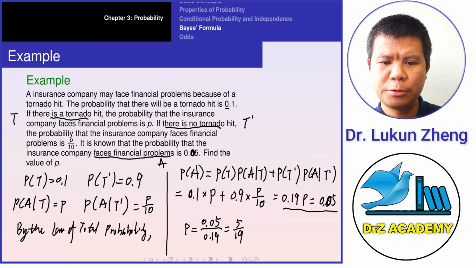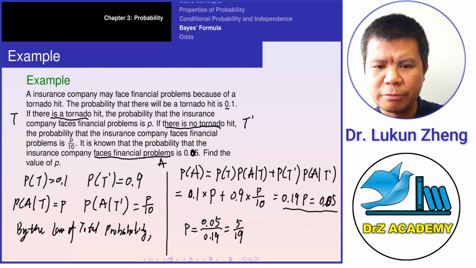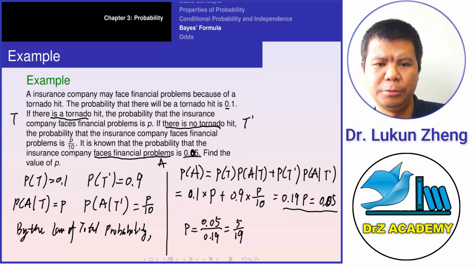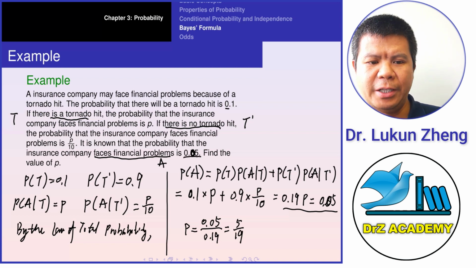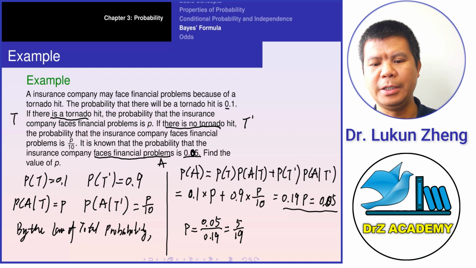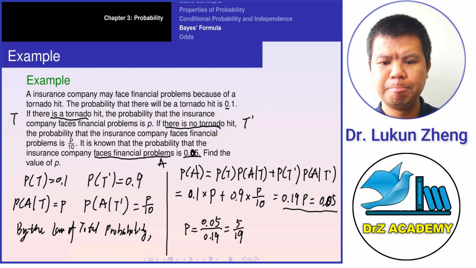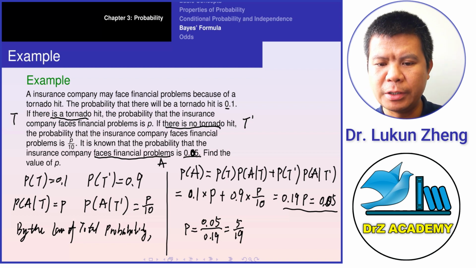All right, sorry, this should be what? It cannot be 0.055, that's too much. It should be 0.05. Instead of 0.55, let's use 0.05. Okay, sorry about that. So this is 5 over 19.